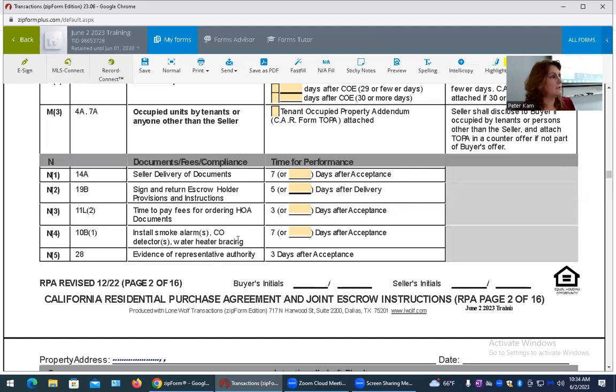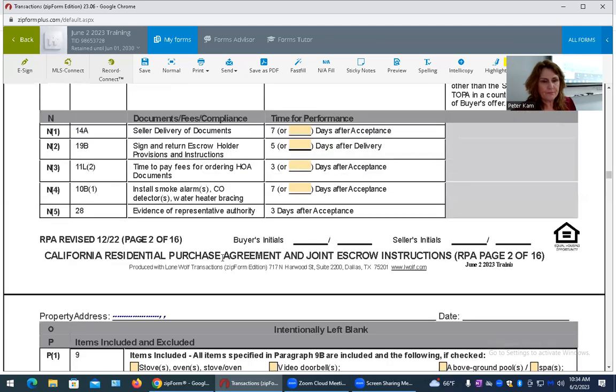If it's the seller's responsibility, which it normally is, it's going to be checked to the seller because they're in possession of the property, and it's easier for them to do. If there's a representative authority, like an LLC or a trustee for a trust, you're going to give that 3 days after acceptance. Make sure that you have that.